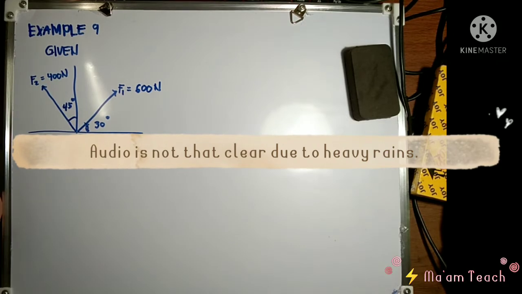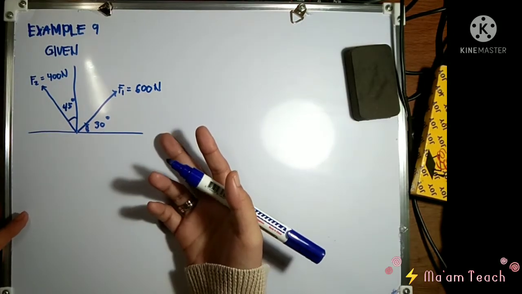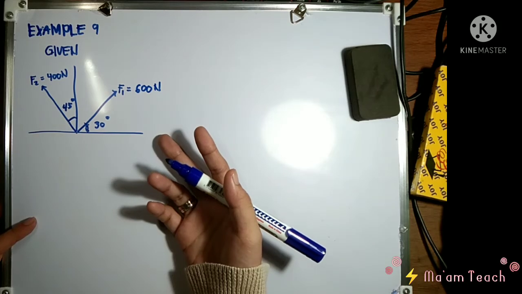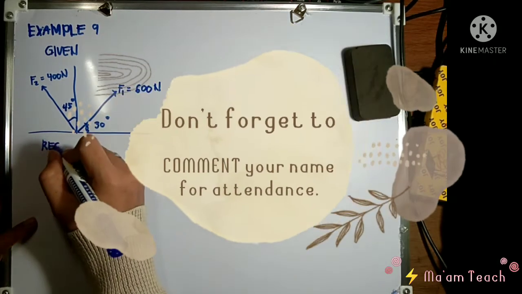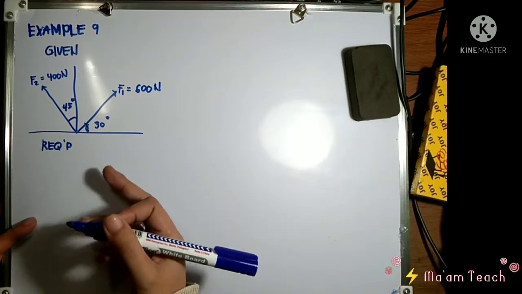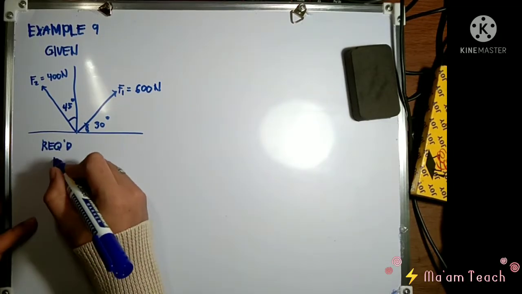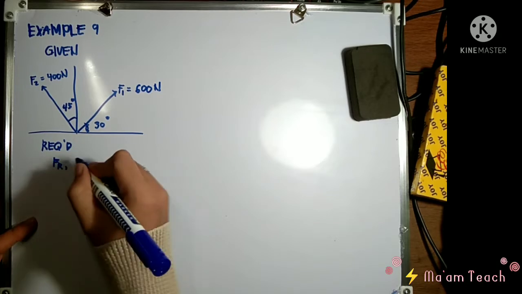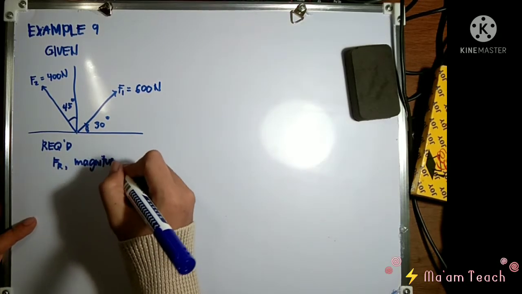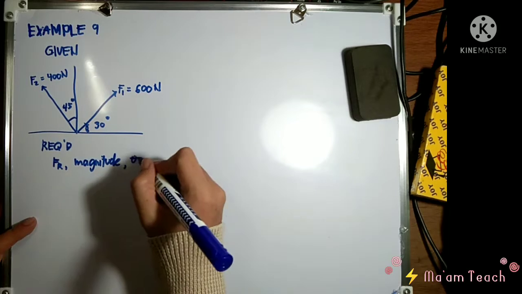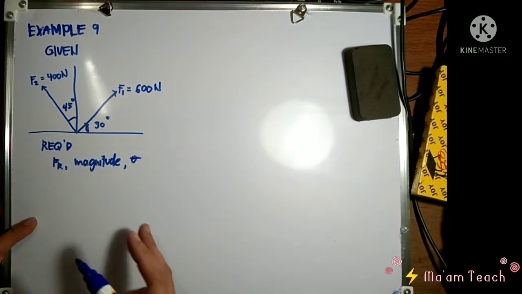Okay, so for example number 9, we are given here F sub 1 and F sub 2, two forces, and we are to determine the magnitude and direction of the resultant force. Okay, so resultant force, magnitude, and direction of this F sub R.